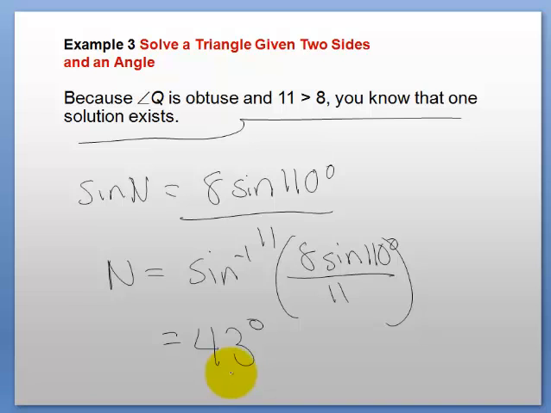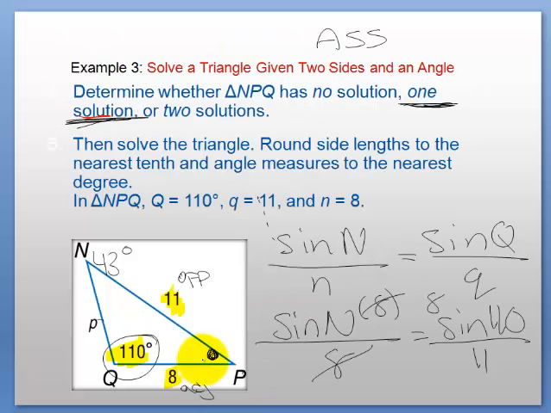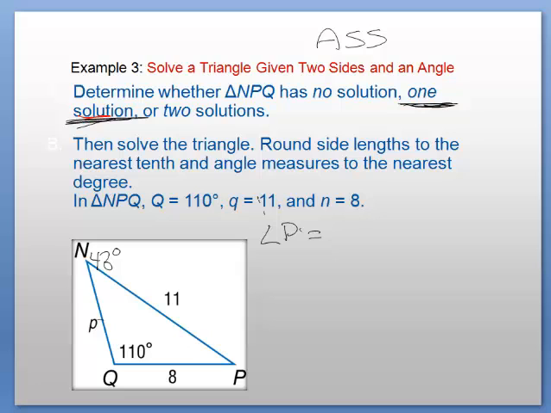Now that I found 43 degrees, I can now find my remaining angle, which is angle P. To find angle P, we have two angles now. So we can use 180 degrees minus 43 degrees minus 110 degrees. When we do that, we get 27 degrees.